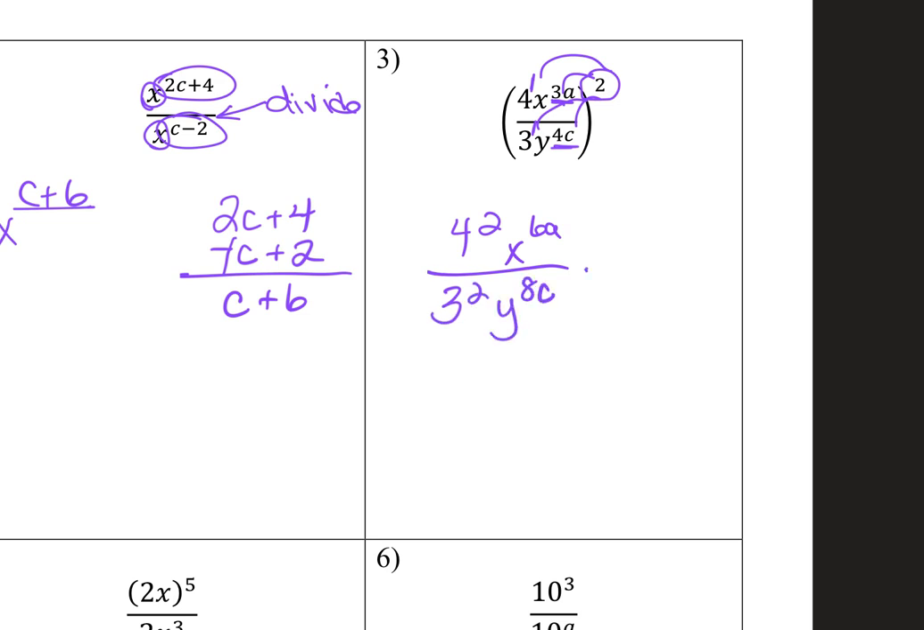That's perfectly good, but we do like to know that you know math. So 4 squared is 16, x to the 6a, and 3 squared is 9, y to the 8c. And that would be your simplified solution.